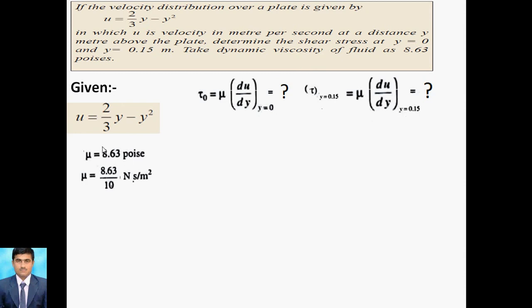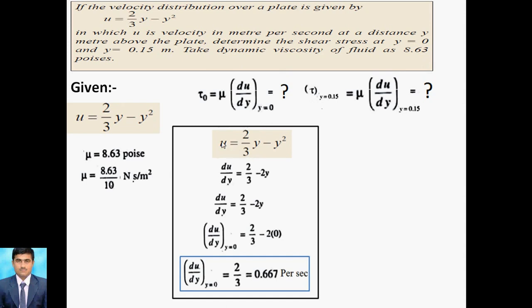For this purpose we take this equation, differentiate with dy, then put the value of 0.15, and compute du/dy at y = 0.15. Then put the value of mu that is given to you, 8.63 divided by 10. Then you get the shear stress at y = 0 and the shear stress at y = 0.15. So this is the given data and these are the questions asked in the problem.